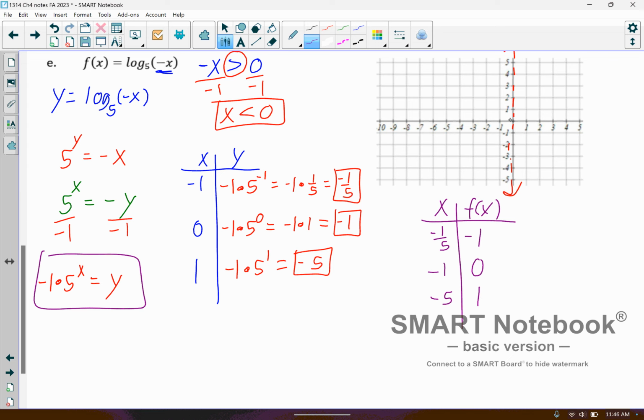So let's see, negative 1/5 and then down 1 would roughly be about right there. Then at negative 1, 0 right there. And then negative 5 up 1 would be about right there. And we just curve this and go along our guardrail, the asymptote right there. And that's our graph. And then the domain in interval notation, this time be a little careful. It's going to be from negative infinity to 0. So that's going to be the domain on that one right there.